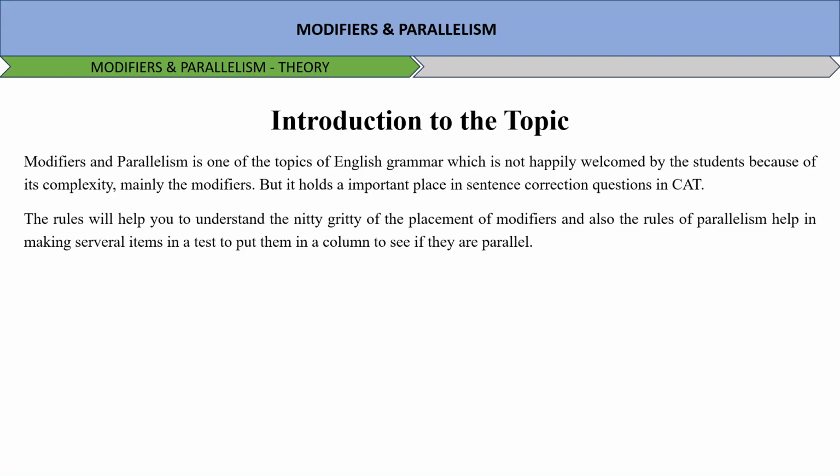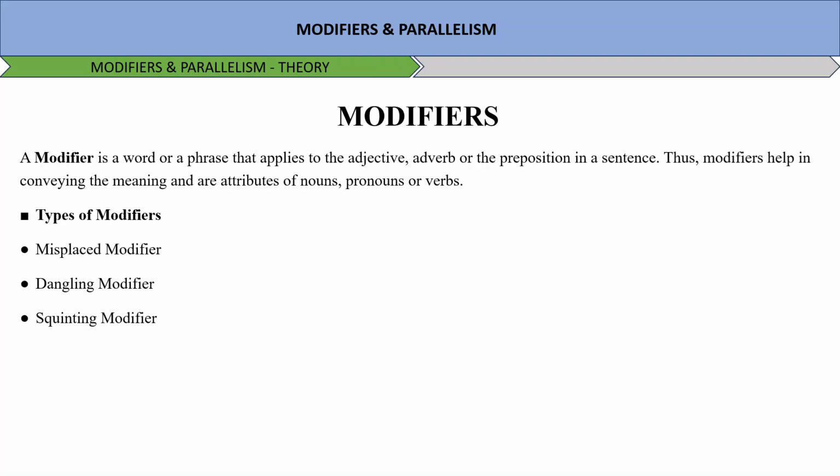Okay. So let's see what modifiers and parallelism are first. Let's discuss modifiers first. A modifier is a word or a phrase that applies to the adjective, adverb or preposition in a sentence. Thus, modifiers help in conveying the meaning and are attributes of noun, pronoun or adverbs.